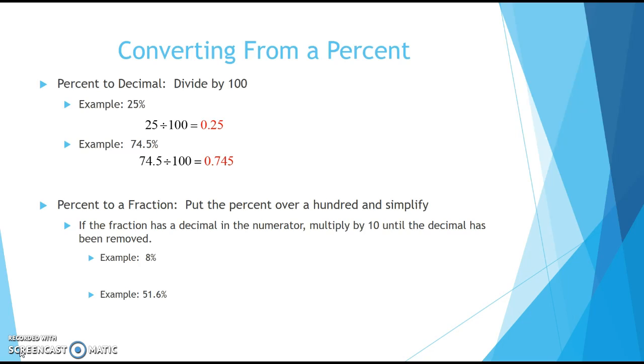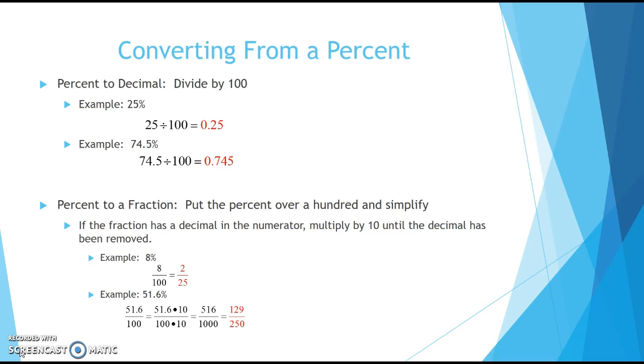Put the percent over 100 and simplify. So 8% just means 8 over 100 and simplify, 2/25. The only time it can get a little confusing is if I have a decimal as a percent. We're still going to do the same thing, 51.6 over 100. But we don't like decimals in our fractions. It's bad enough to deal with one or the other. We don't want to deal with both. So if we multiply the whole thing by 10, the numerator and the denominator, we get 516 over 1,000, which then looks much better and we can simplify, 129 over 250.